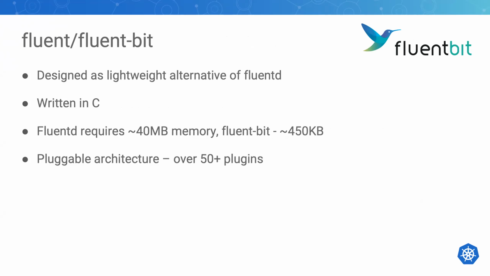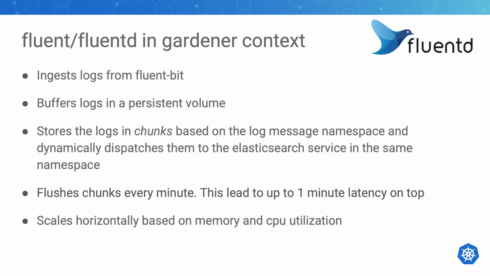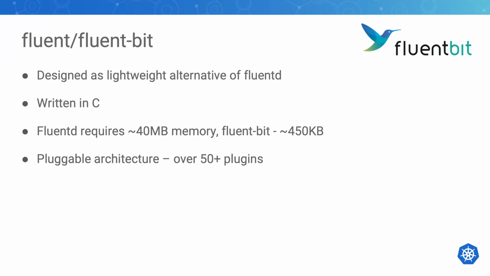Fluentbit on the other side, as you can maybe see, their logos are pretty much the same. They live in the same GitHub organization. Fluentbit is just a lightweight alternative of Fluentd. It requires much less resources than Fluentd, and in the community, it is quite okay to have Fluentbit forwarding logs to Fluentd. It is written in C.